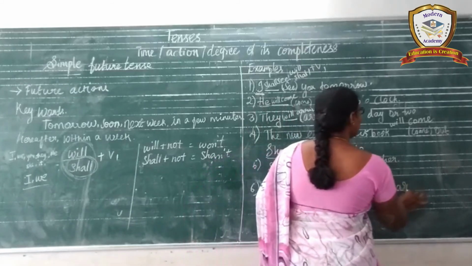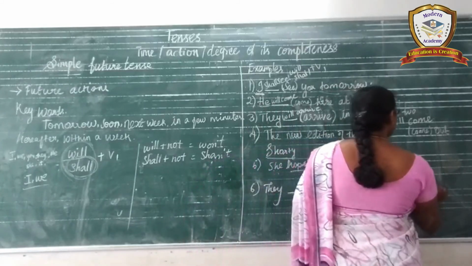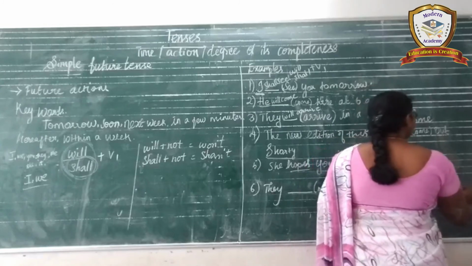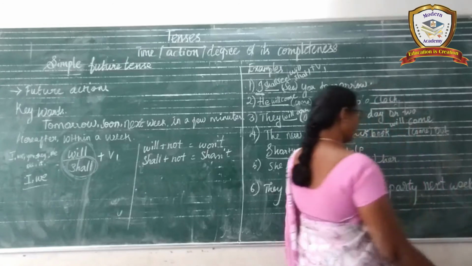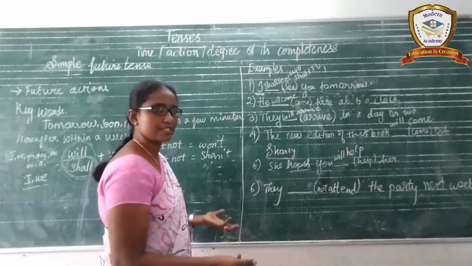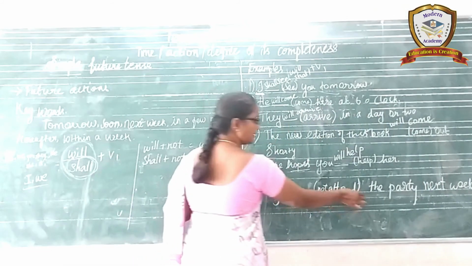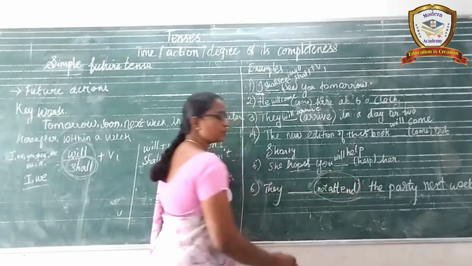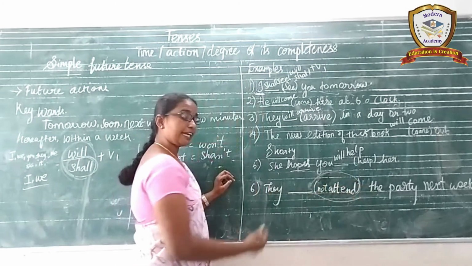They dash attend the party next week. Understand? They will not attend the party, they will not attend the conference next week. Understand? Not attend. Now we are going to print the negative answer.